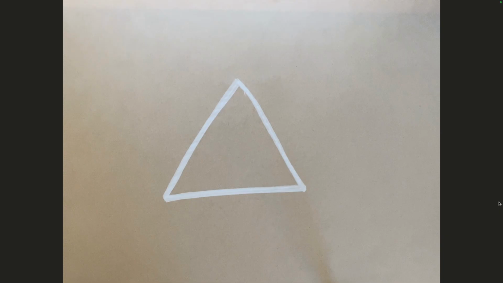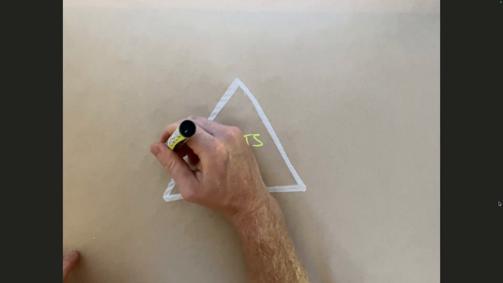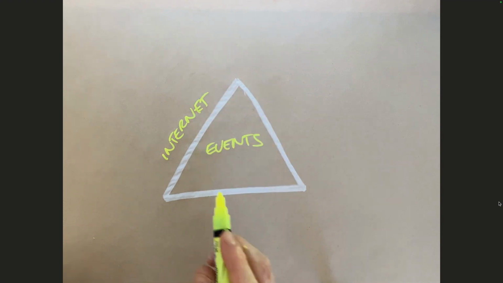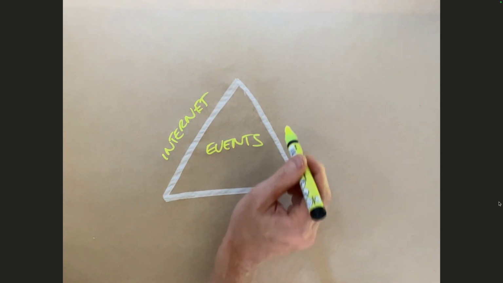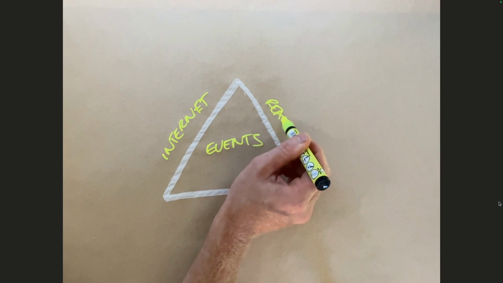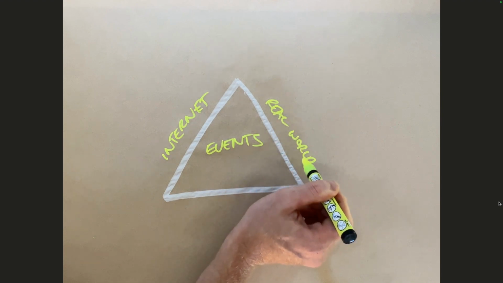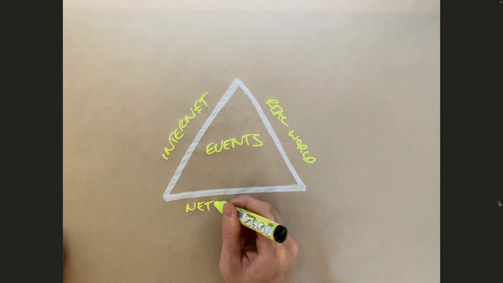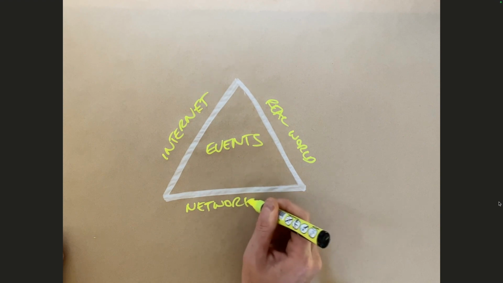Hope that makes sense. Anyway, we're going to dive into this visual now. Hopefully it'll explain to you the sources you're going to be able to call on to keep finding your events. All right, so there's three sources. Now, first one is the web. Second is the real world. Third, and most importantly, is your network.